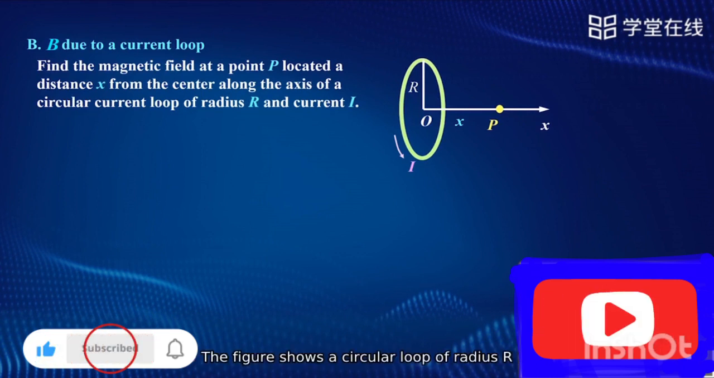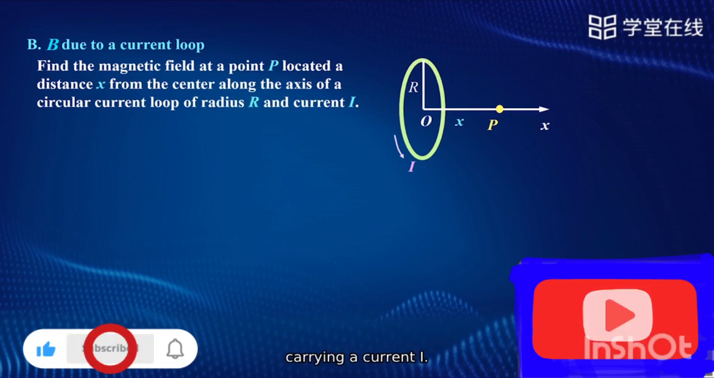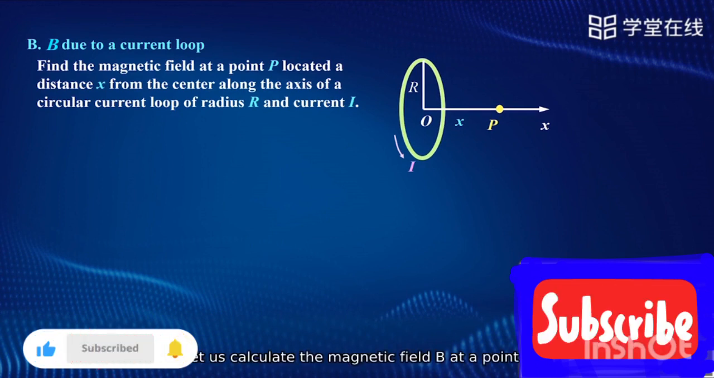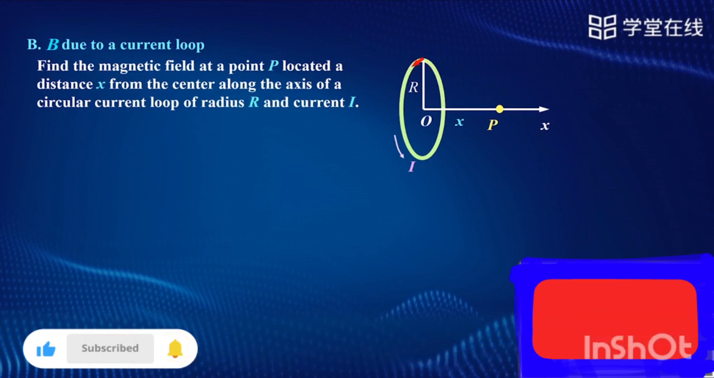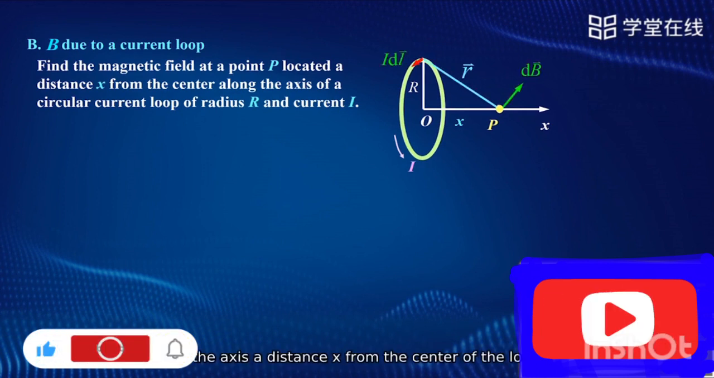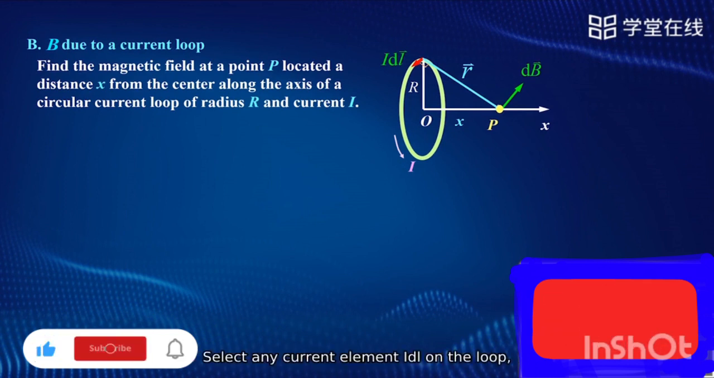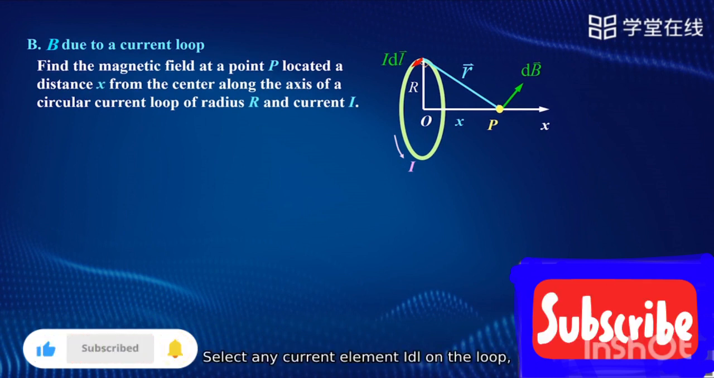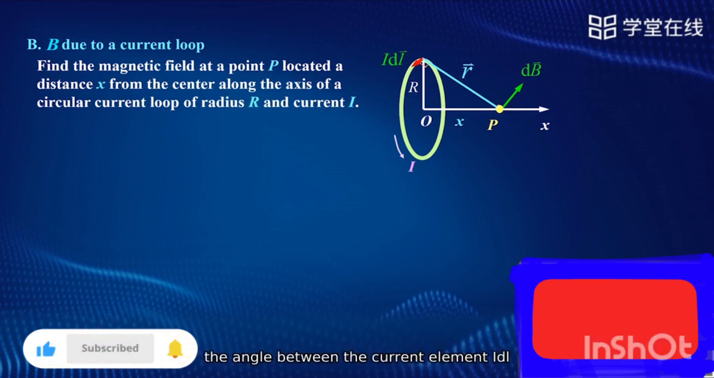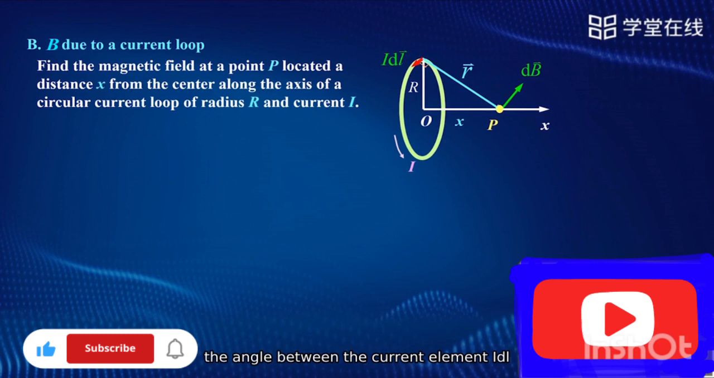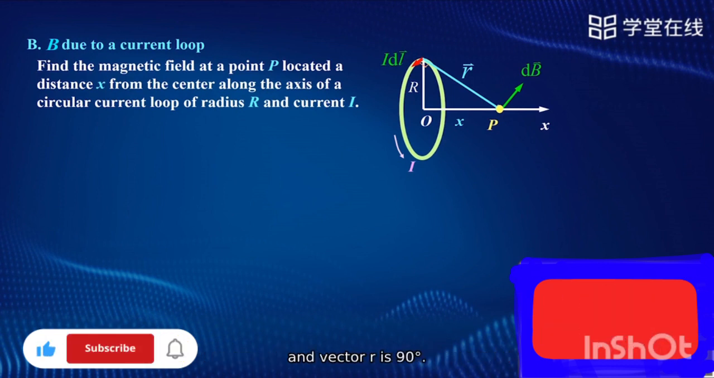The figure shows a circular loop of radius r carrying a current I. Let us calculate the magnetic field B at point P, on the axis, a distance x from the center of the loop. Select any current element IdL on the loop. The angle between the current element IdL and the vector r is 90 degrees.